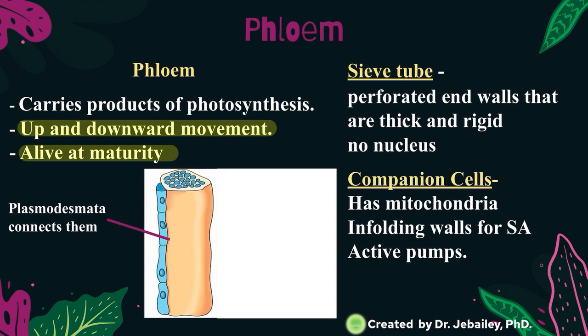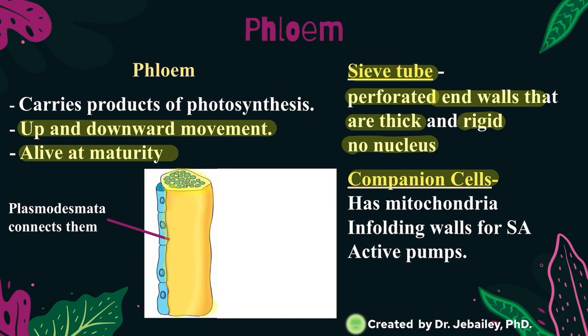Now, here you also have the two pieces of the phloem, which are known as sieve tube and companion cells. Those are the two pieces. The sieve tube is more perforated. That means it has holes in the walls that are very thick and rigid, and there is no nucleus whatsoever. So in this case, we're talking about the sieve tube. You can see these holes, and this whole area that I'm highlighting is very thick and rigid, and you can see there's no nucleus.